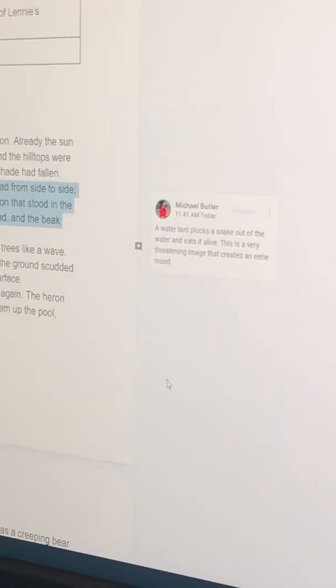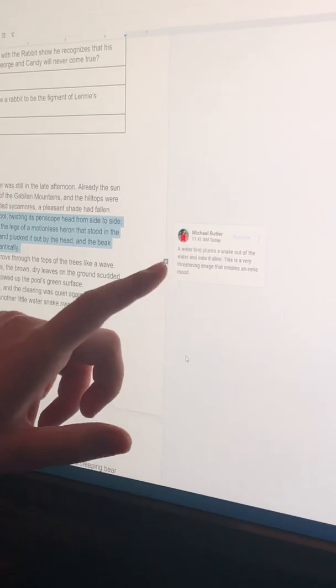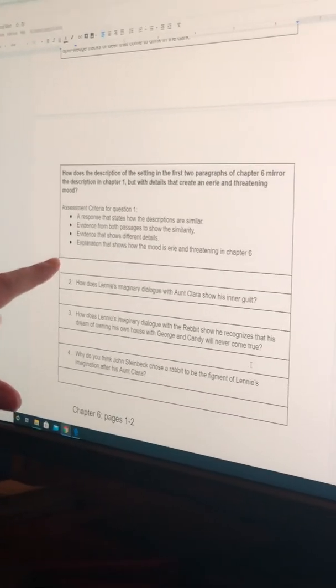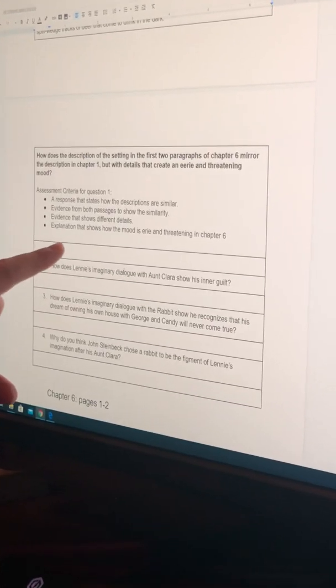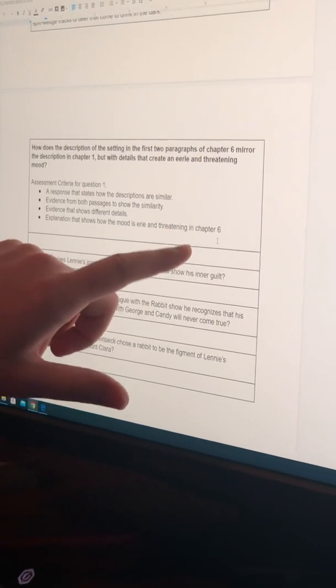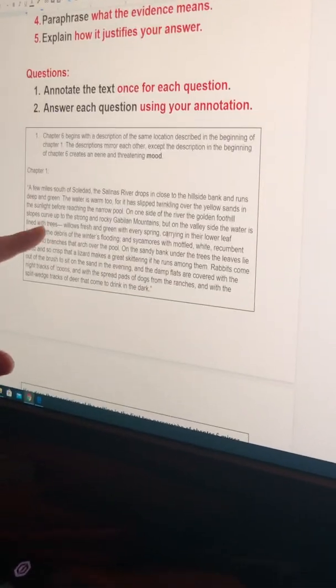I can see your evidence is highlighted, your comment is written, and you can use these two components to answer number 1. We already have evidence that shows that the mood is eerie and threatening in chapter 6 and an explanation of that. All you need to do now is go back up here.